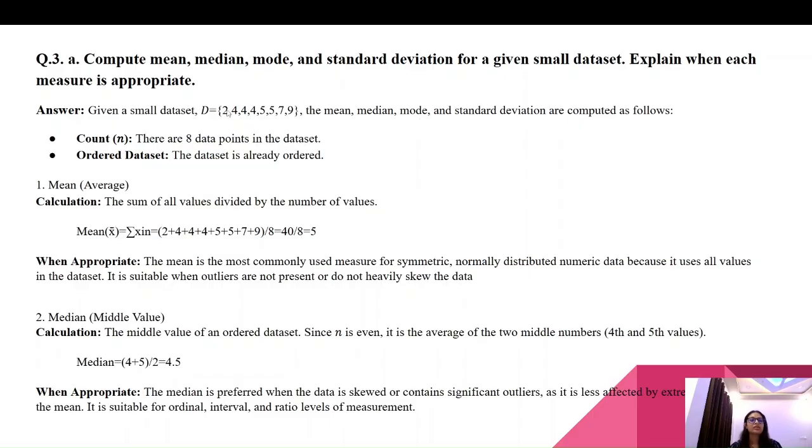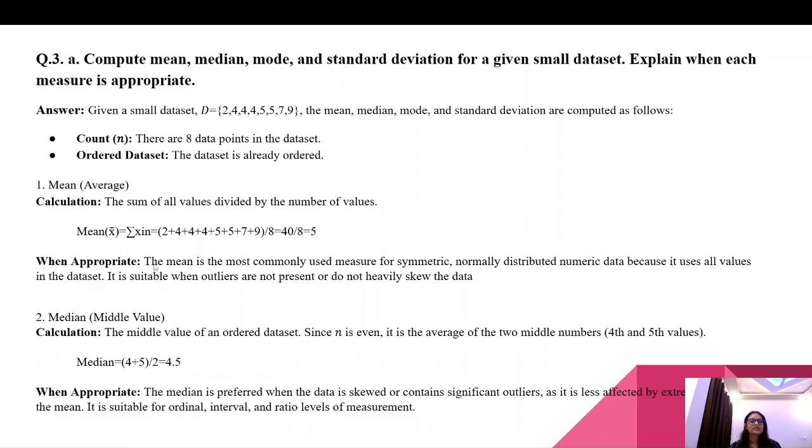First, we will count the number of data items: 1, 2, 3, 4, 5, 6, 7, 8. Hence n equals 8, and this is an ordered data set. It is already an ordered data set. First, mean, that is average. It is the sum of all the values divided by the number of values. Hence 2 plus 4 plus 4 plus 4 plus 5 plus 7 plus 9 divided by total number n, that is 40 by 8 equals 5.